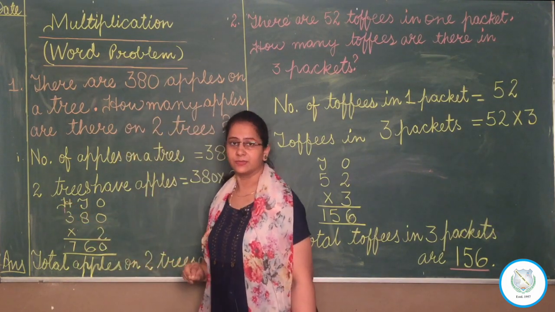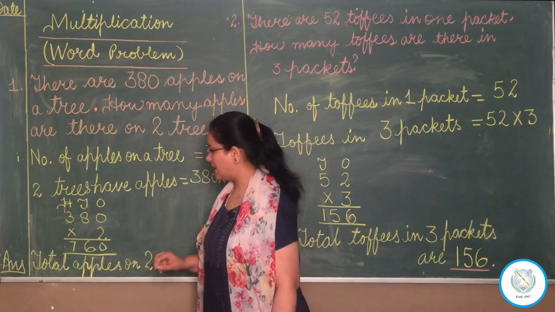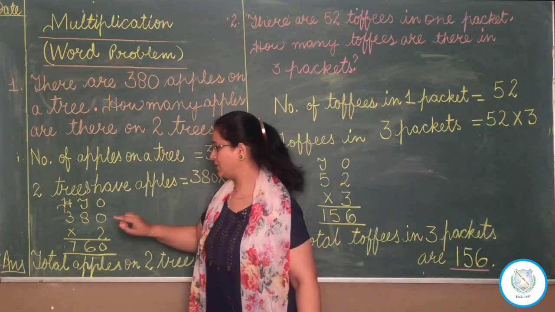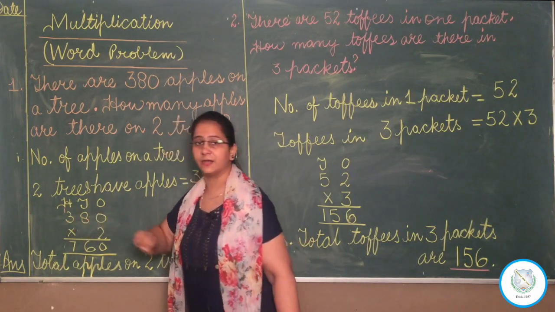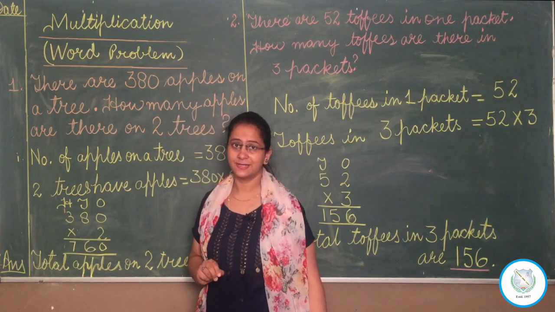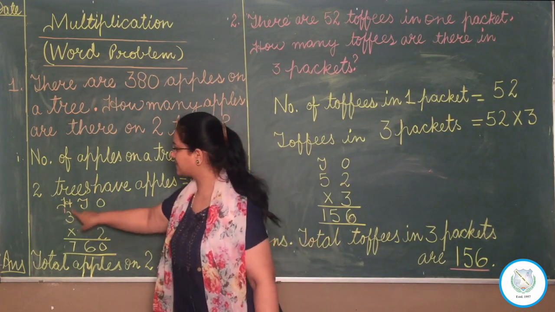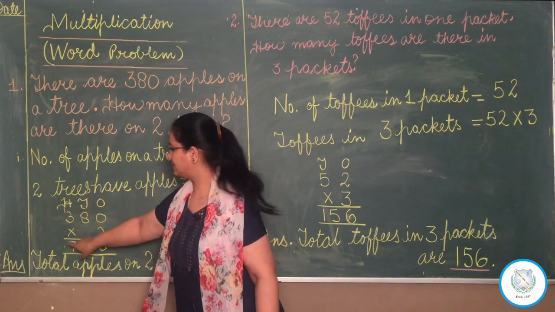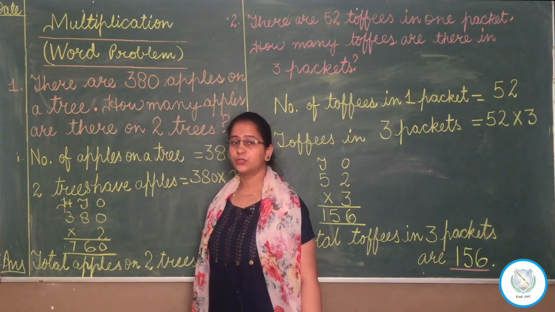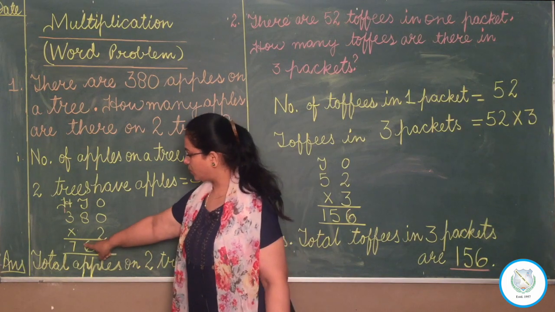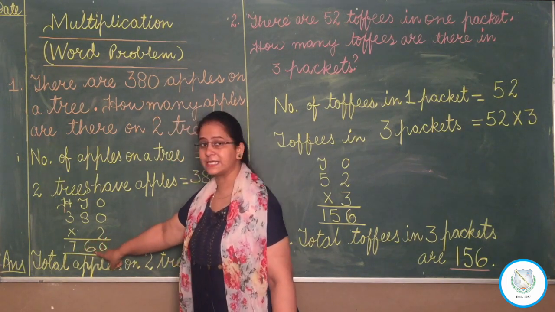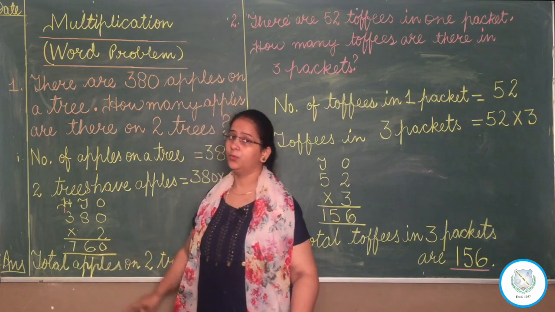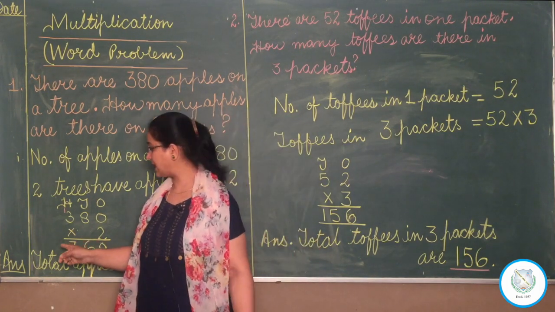in the hundreds house. Okay, now next we will solve the hundreds house. 2 3s are 6, plus 1, this is 7. So the answer will be 760. Now, how will we write the answer?